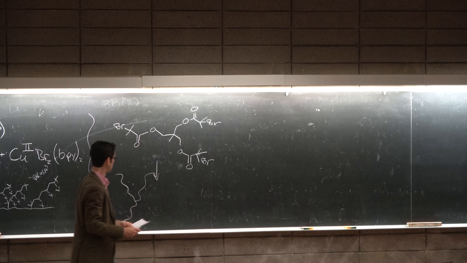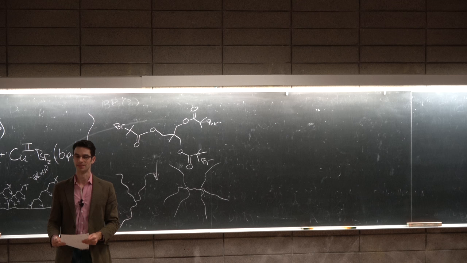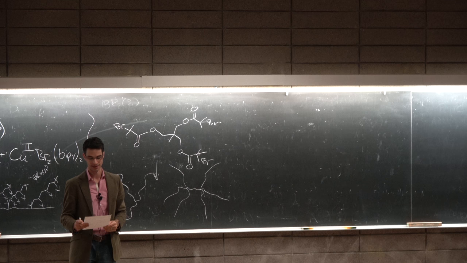Suppose you had something more complicated than this. You could also have some, you know, six-pronged star polymer that just had some synthesized core that had more than just three bromine atoms. Okay, that's all.